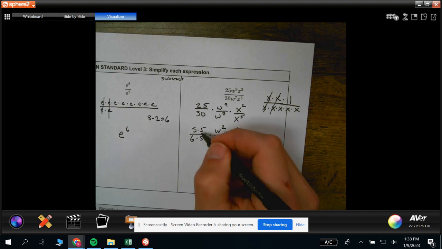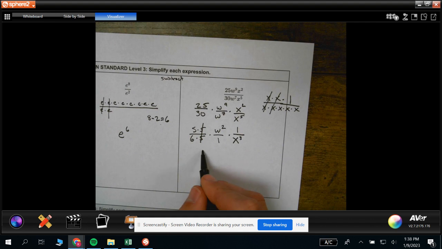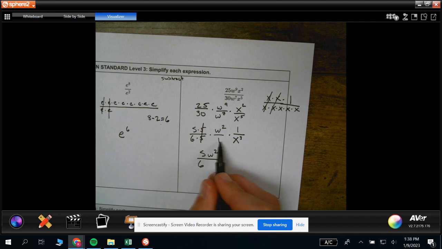So starting right here, we can see the 5's cancel out. So we have 5w squared times 1. We don't need the 1. We just multiply these together over 6 times 1. We don't need the 1. x cubed. That's our final answer.